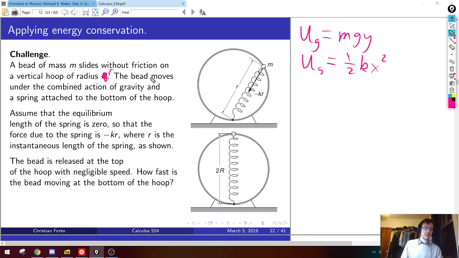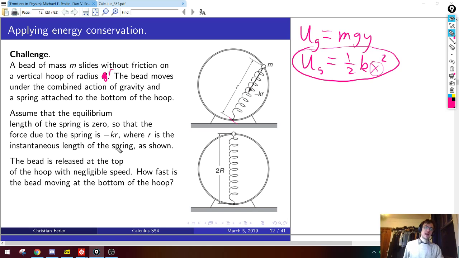Okay, so how do we use that? Well, the question is, assuming that the equilibrium length of the spring is 0, that means that for the potential energy of the spring we're supposed to use the stretched distance x, which is the distance from the bottom where the spring is attached to where the mass is. So the x in this thing is the length of the spring, so that's fine. You assume that the equilibrium length is 0, and that the bead is released at the top of the hoop with basically no speed, 0 speed.